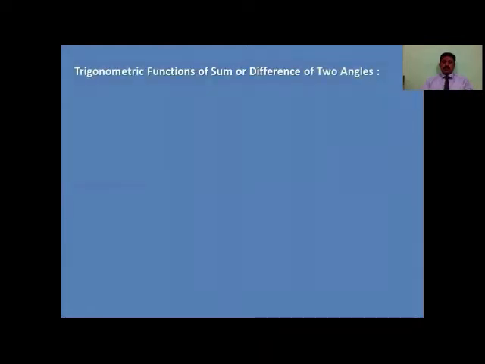The next concept is trigonometric functions of sum or difference of two angles. Here we are going to see four formulas. The first one, sin of a plus b equal to sin a cos b plus cos a sin b. How can we remember this formula? The trick is, sin will have the same symbol. Here plus, here also plus. If the symbol is the same, the trigonometric function is different. You should keep this in your mind to remember the sin formula.